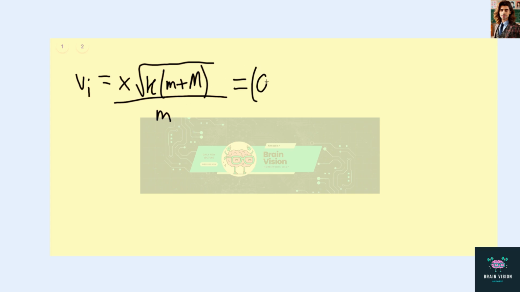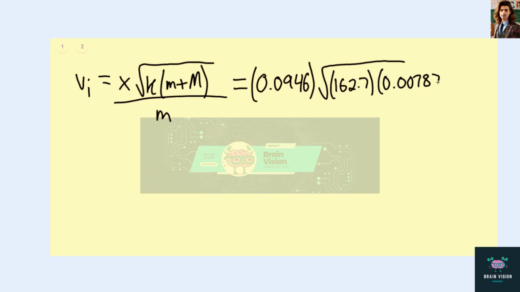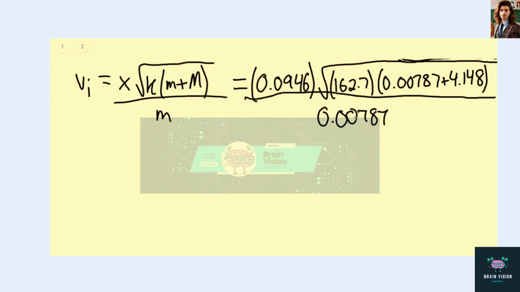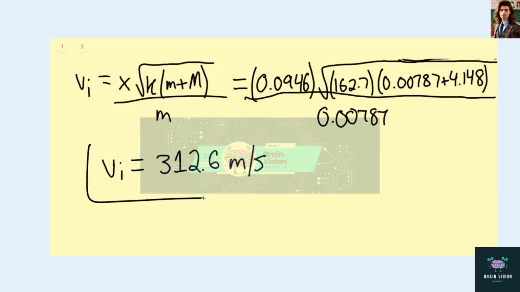And here, this is going to be 0.0946 times the square root of 162.7 times (0.00787 plus 4.148), divided by the mass of the bullet, 0.00787. And we find that the initial velocity of the bullet is going to be equal to 312.6 meters per second. So this will be our final answer.